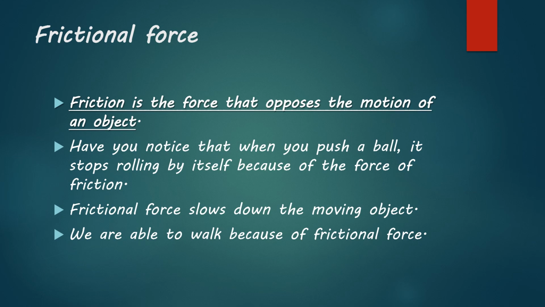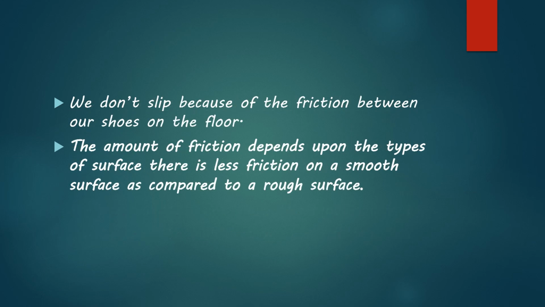It never keeps on moving because of the force of friction. So what does friction do? Frictional force slows down the moving object, and after some time it brings the object to rest. Because of this reason only we are able to walk. Otherwise, what would have happened? We would slip. So we don't slip because of the friction between our shoes and the floor.